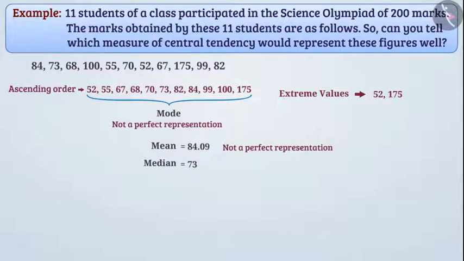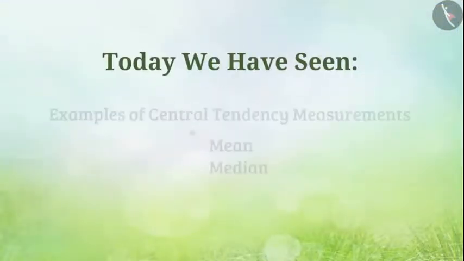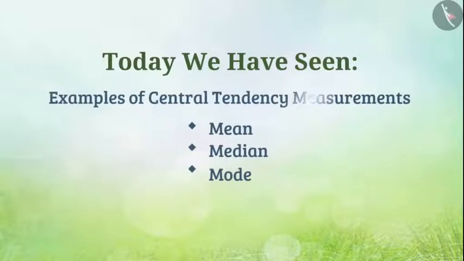Now, if we talk about the median, the value of median is 73. Here, the number 73 is more effectively representing the marks obtained by the students, and the extreme value of 175 is not having much effect. Hence, median 73 is the best representation of this group. So today we have seen examples of central tendency measurements, mean, median, and mode.